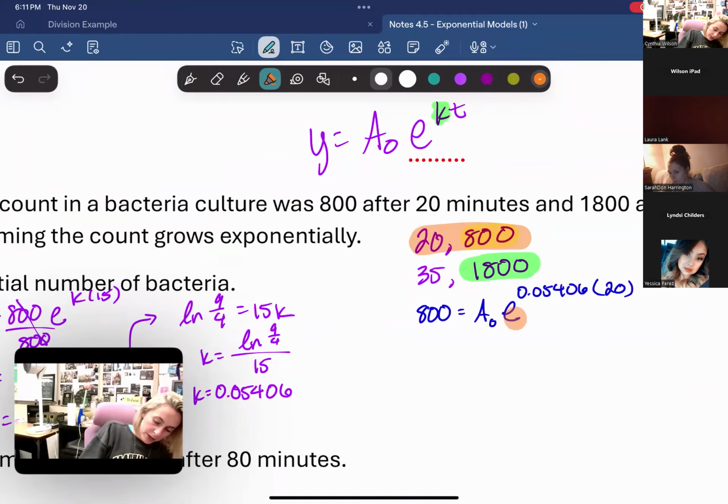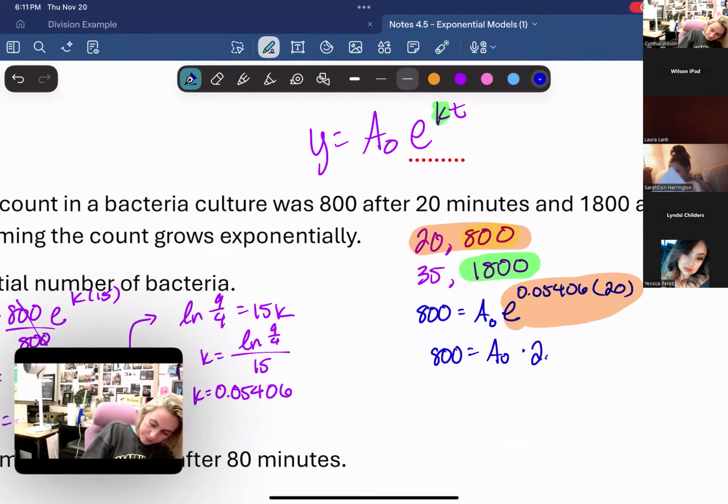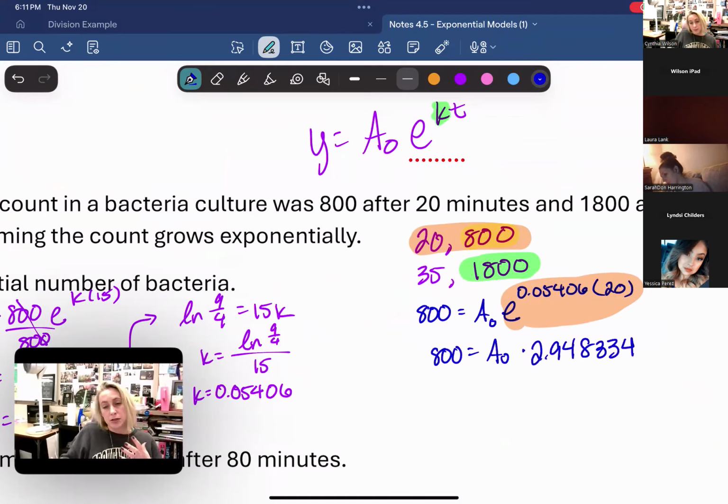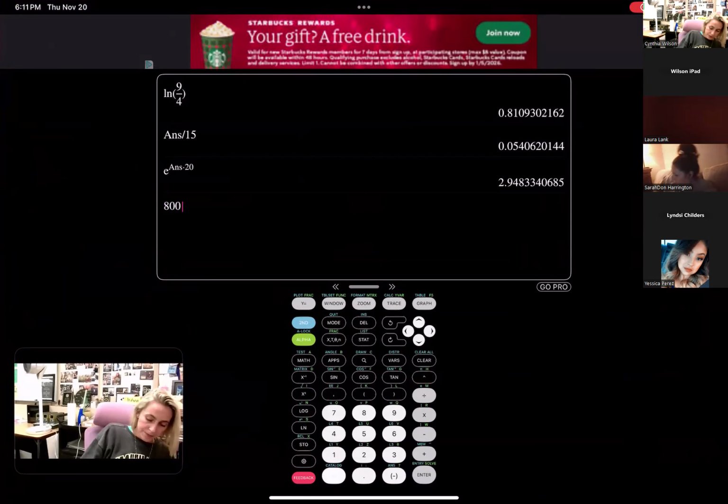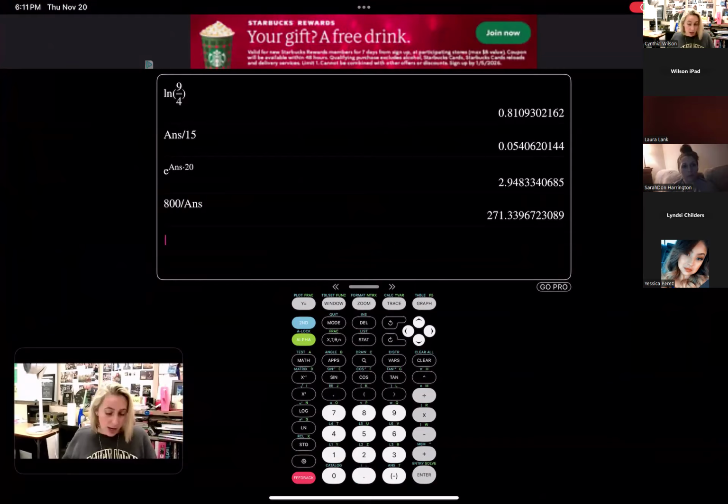So I just found this value right here. Then my next step is to divide by that number. We're going to take 800 and divide by that 2.94. I don't want to retype that value, so I hit second negative sign, and that pulls in the previous answer. And this is what I got: 271.3396. I believe she got something, I don't know what, but it wasn't this.